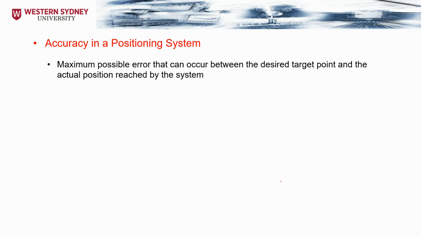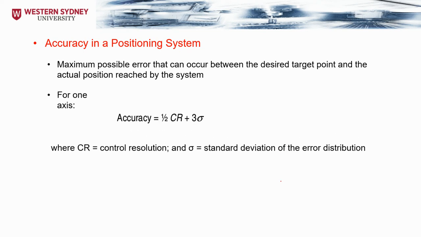Now, the accuracy in the positioning system. We said that the accuracy is half of the control resolution plus 3 sigma. The accuracy is the maximum possible error that can occur between the desired target point and the actual position reached by the system. So once again, the accuracy is equal to half of the control resolution calculated from the previous step plus 3 sigma, which is 3 multiplied by the standard deviation of the error distribution.